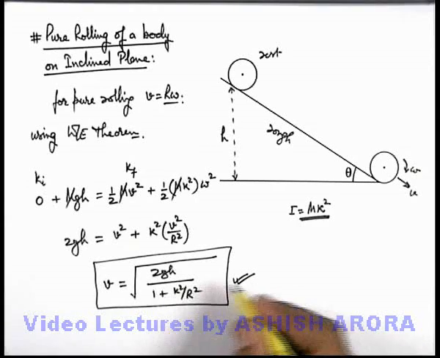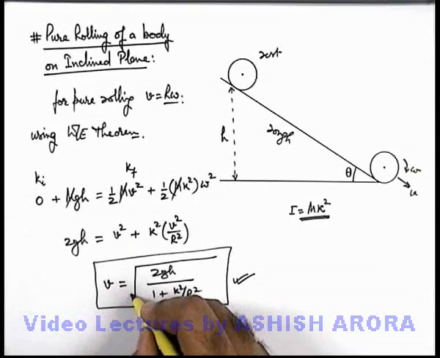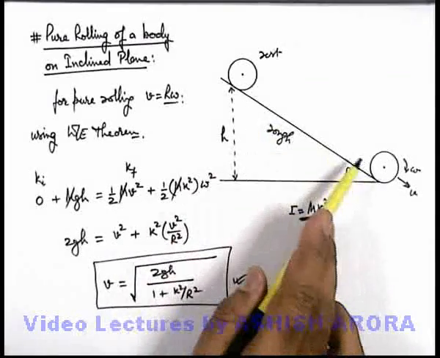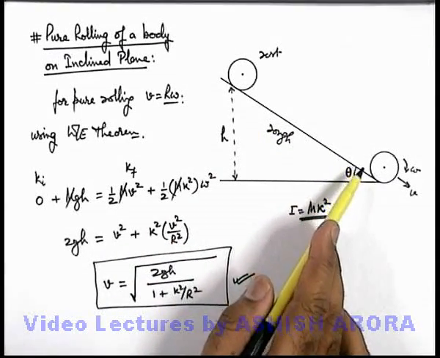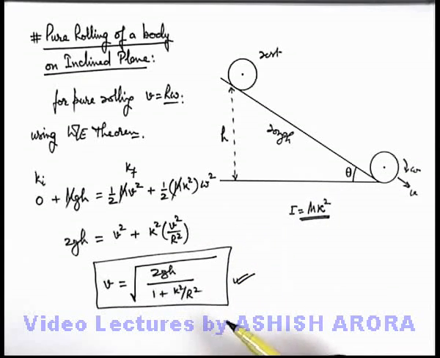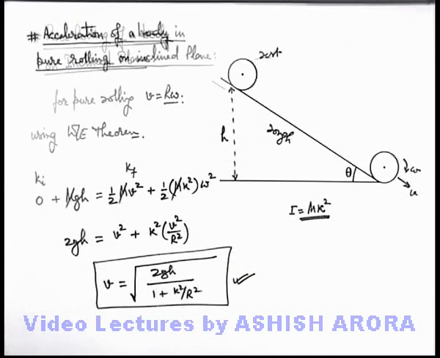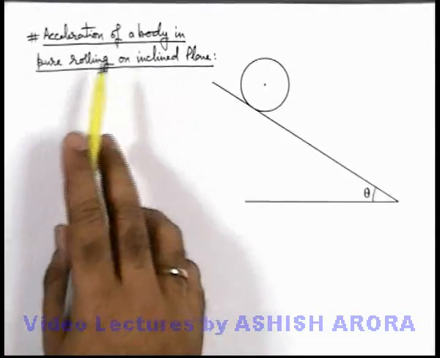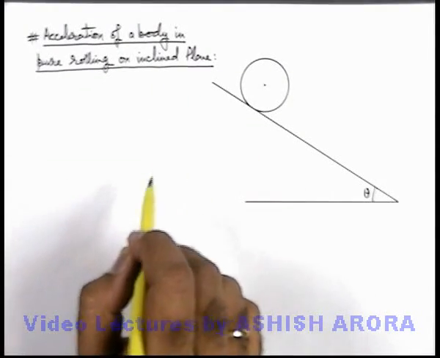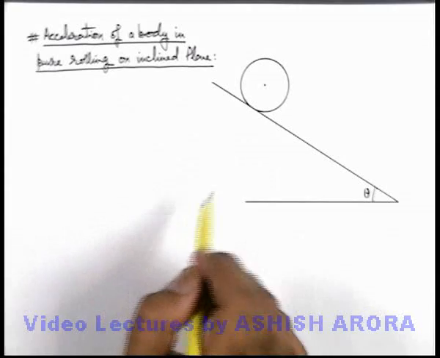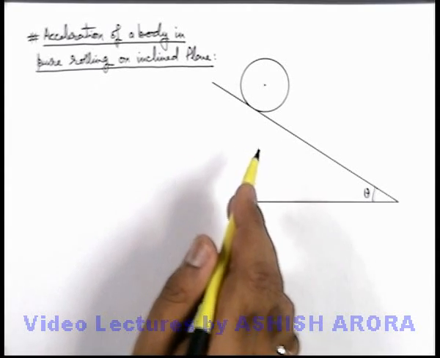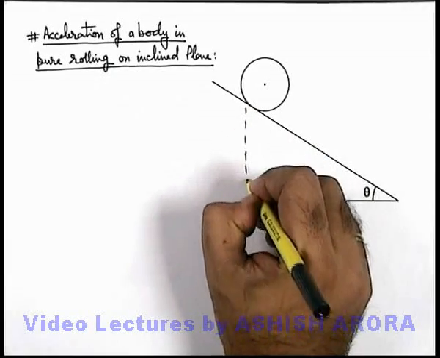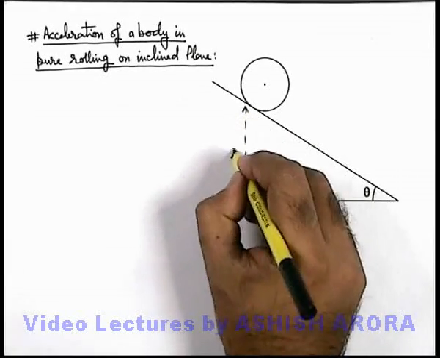In sequence, we'll also discuss that the same result can be obtained by using the acceleration of a body in pure rolling on an inclined plane. Let's discuss that also. Let's find out the acceleration of a body in pure rolling on an inclined plane. Let's consider a round-shaped body placed on a rough inclined plane at a height, say, h above the level ground.